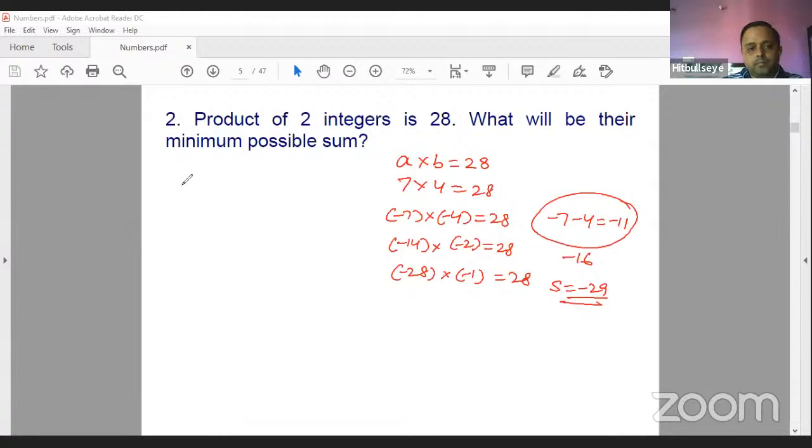So for integers, the answer to this question is minus 29. If anyone has doubt, please ask me. Otherwise, I am moving to the next part now. For integers, the sum is minus 29. Now, please tell me what will be the sum if instead of integers I take natural numbers? What is the answer in that case? For natural numbers, what will be the answer?